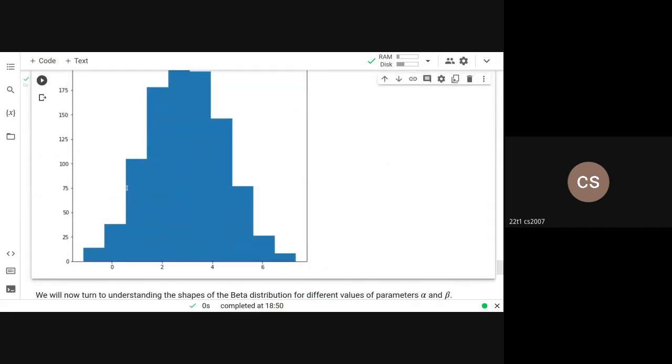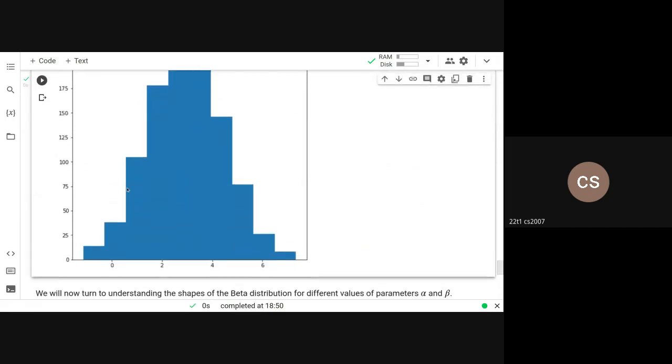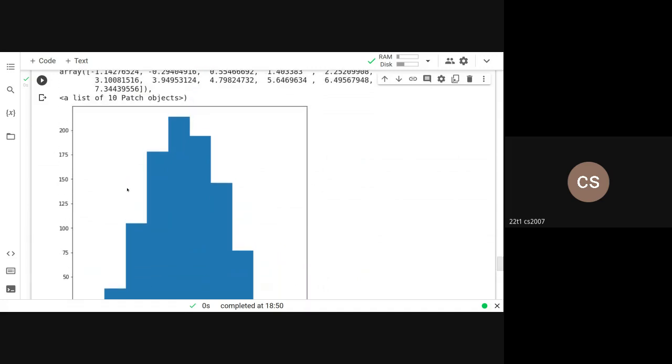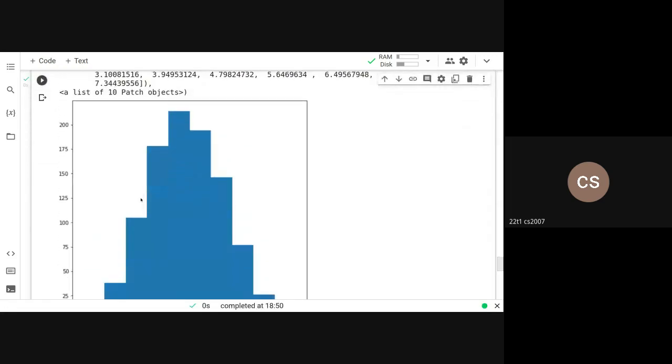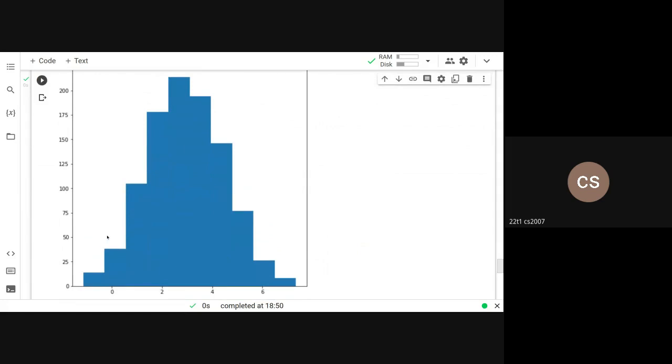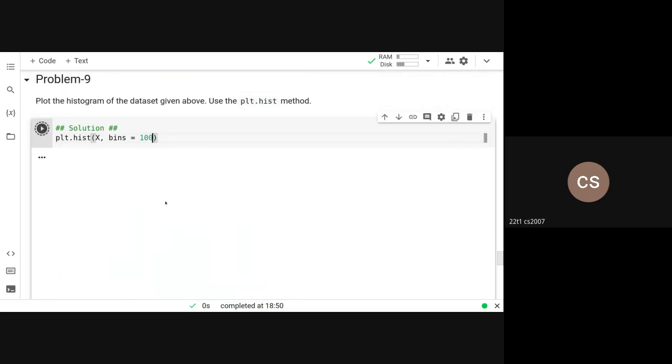Okay. So you get something that looks like a Gaussian. Let's explicitly make this 10 bins. In fact, the default seems to be 10. So we have 1, 2, 3, 4, 5, 6, 7, 8, 9, 10, right? You could go for a higher number of bins also.